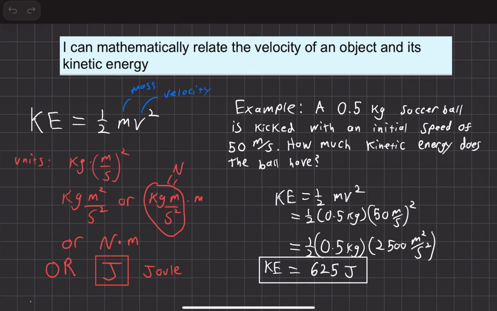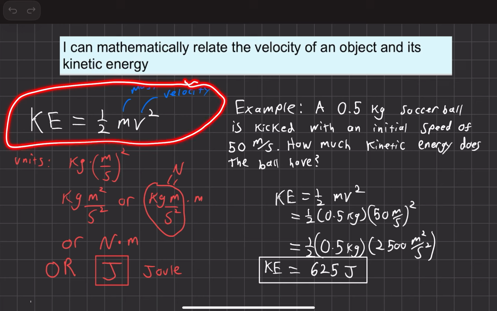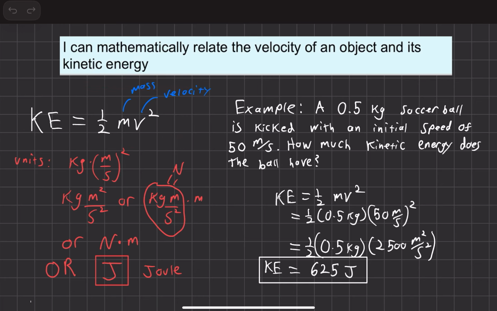Which, speaking of the equation for kinetic energy, is kinetic energy is equal to 1/2 mv squared, where m is of course mass, and v is of course velocity. So 1/2 the mass times velocity squared.